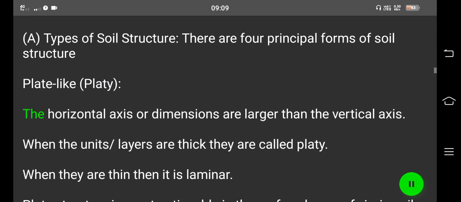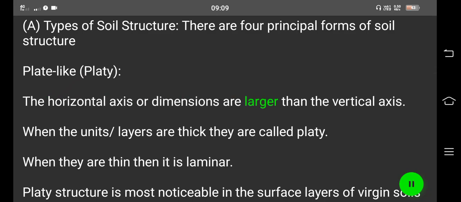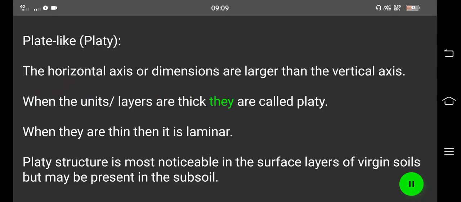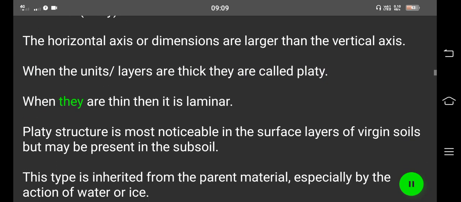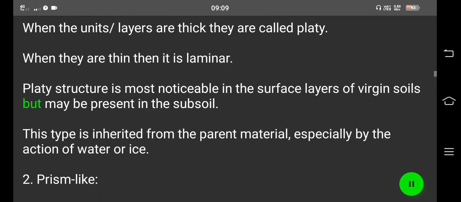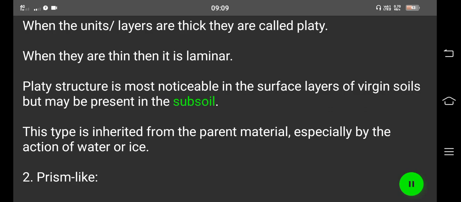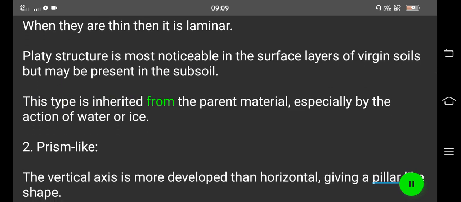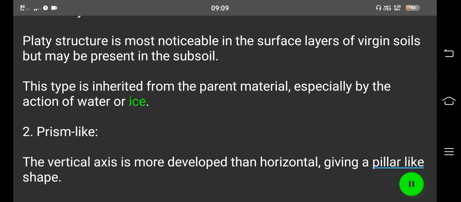1. Plate-like, platy. The horizontal axis or dimensions are larger than the vertical axis. When the units or layers are thick, they are called platy. When they are thin, then it is laminar. Platy structure is most noticeable in the surface layers of virgin soils but may be present in the subsoil. This type is inherited from the parent material, especially by the action of water or ice.